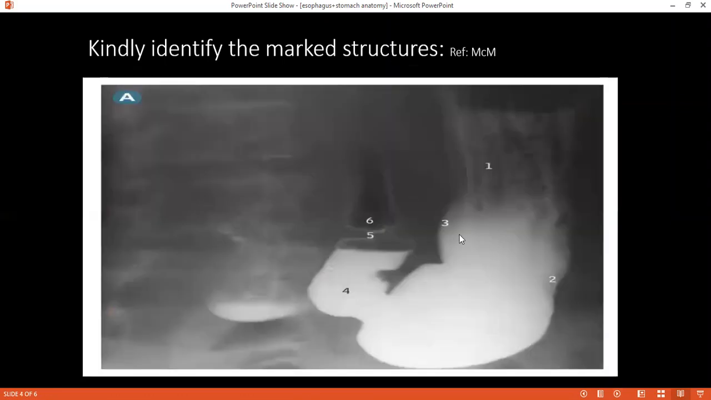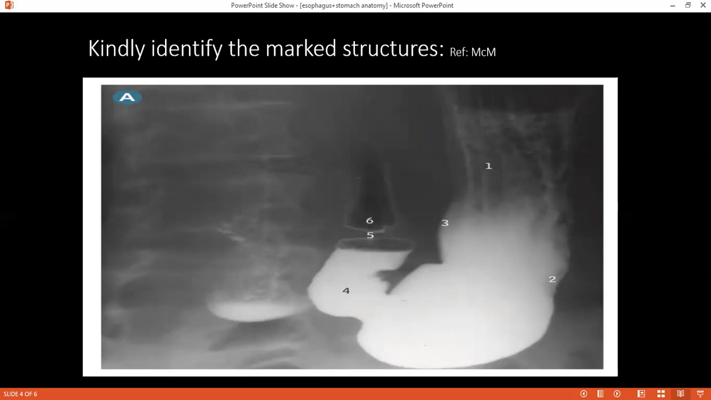Can you please tell me what are you looking at in this diagram? It's a diagram showing barium meal study. Okay. And would you be able to identify the structure 1 to 6, please? Yes, ma'am. 1 is the body of the stomach. 3 is lesser curvature. 2 is greater curvature. 4 is pyloric antrum. 5 is pyloric canal. And 6 is first part of duodenum.